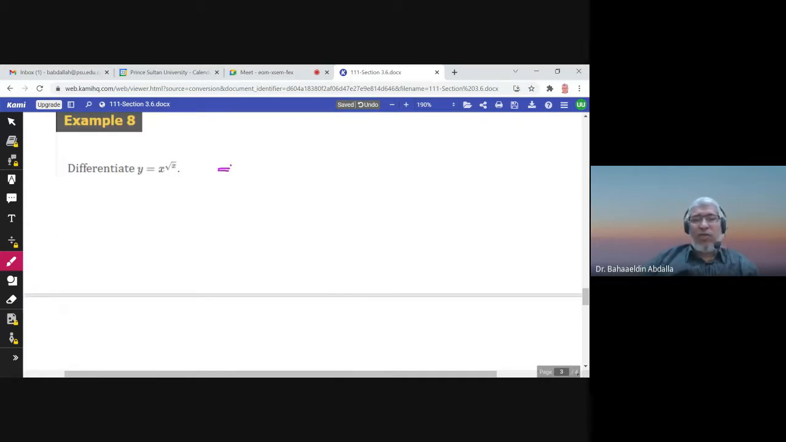So the first step is to apply ln to both sides. And then we use the properties of ln to bring square root of x down. And now we find the derivative with respect to x. The derivative of ln y is y prime over y. And for the derivative of square root of x times ln x, we use the product formula.